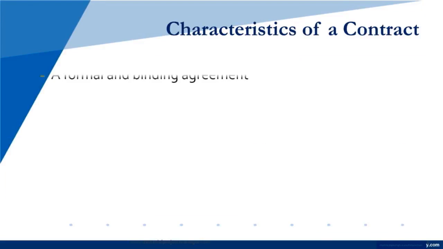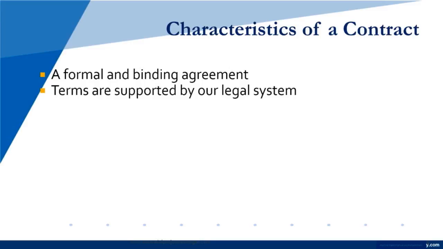Characteristics of a contract, because we're talking about a contract: it's a formal and binding agreement. The terms are supported by our legal system. This is a legal document. This may sound different for some of you, but realize we want to be very specific so that we understand the baseline characteristics of the contract and what you will possibly be administrating as a person running a project that has this procurement as part of it.